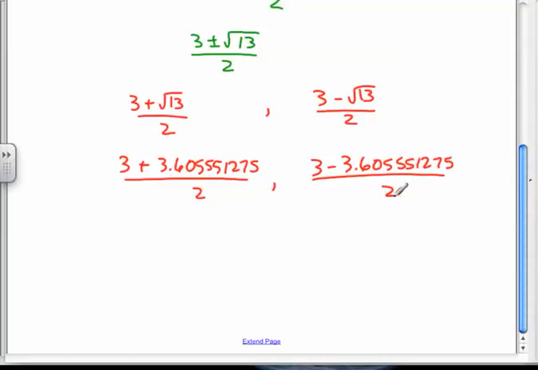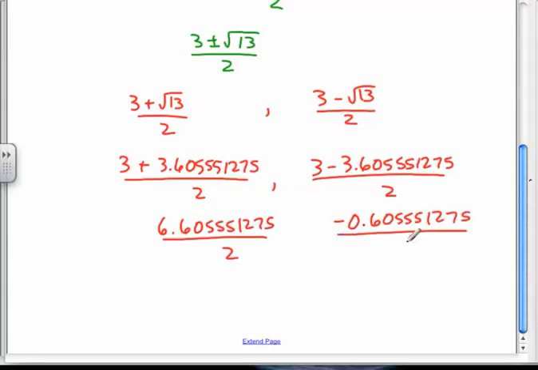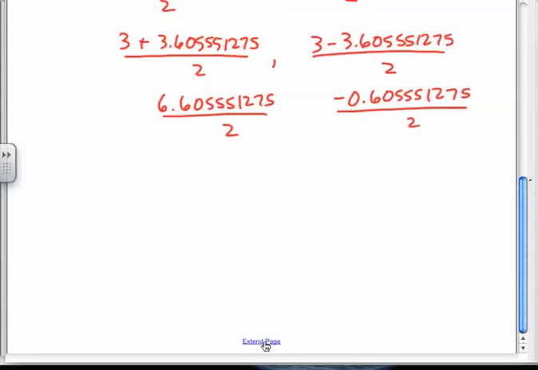Okay. Now, let's see how much I can do in my head. This is going to be 6.605551275 all over 2. And this is going to be minus 0.605551275 all over 2. Okay, now I just have some division to do.